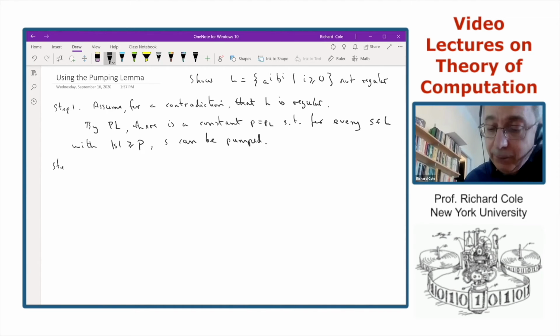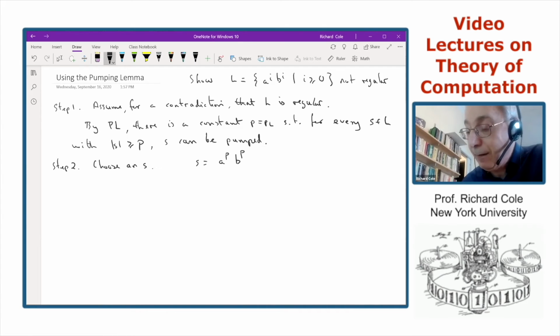Step 2 is to choose an S. And the S I'm going to choose is the one we saw before, namely the string of P A's followed by P B's. Now notice that S is in the language L and S has length greater than or equal to P. Therefore, S is a string that can be pumped. So we can pump S.